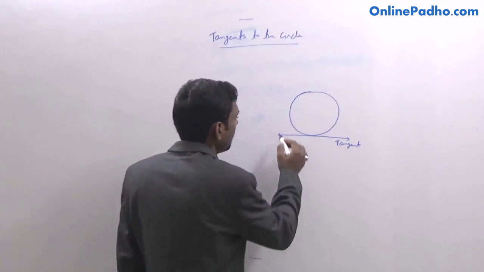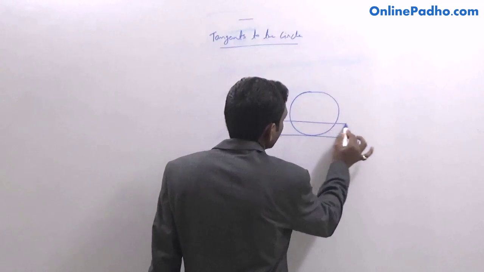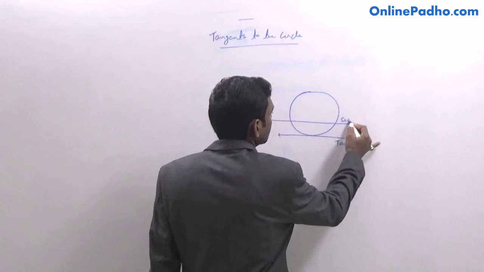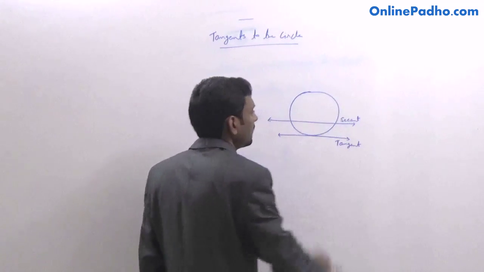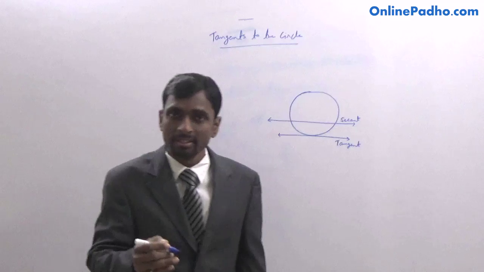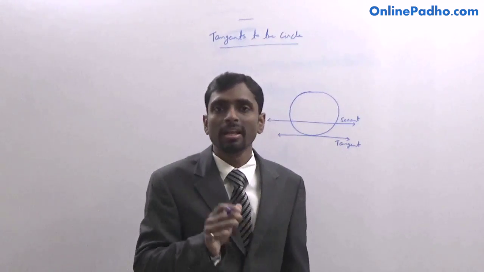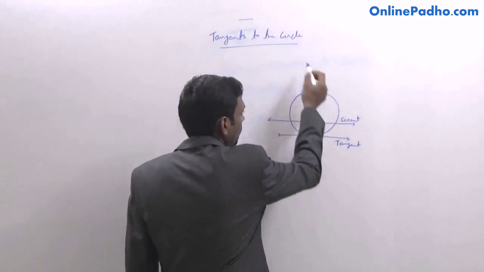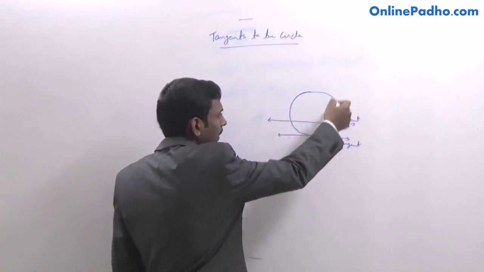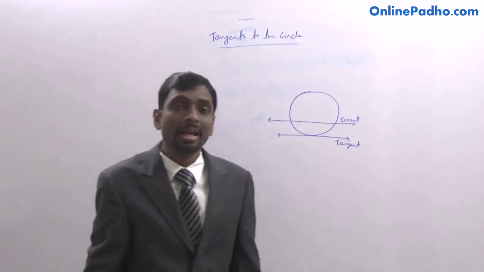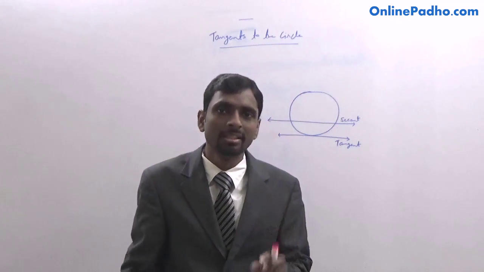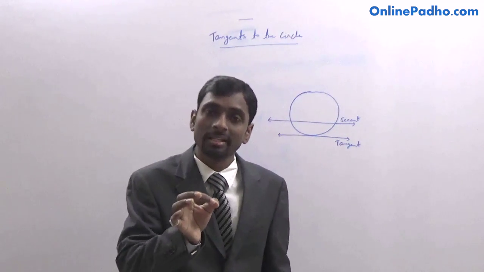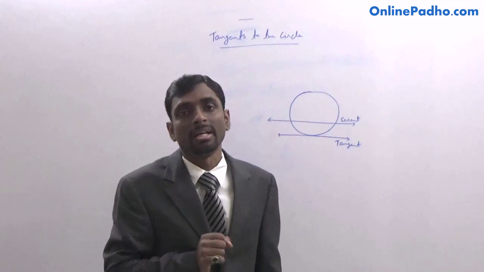But if a line cuts the circle at any 2 points, this type of line is called a secant, right? This is called a secant because this line is intersecting the circle at 2 points. You can draw any line which intersects at 2 points. That is called the secant. But a tangent touches the circle at a single point, which is called the tangent, right?